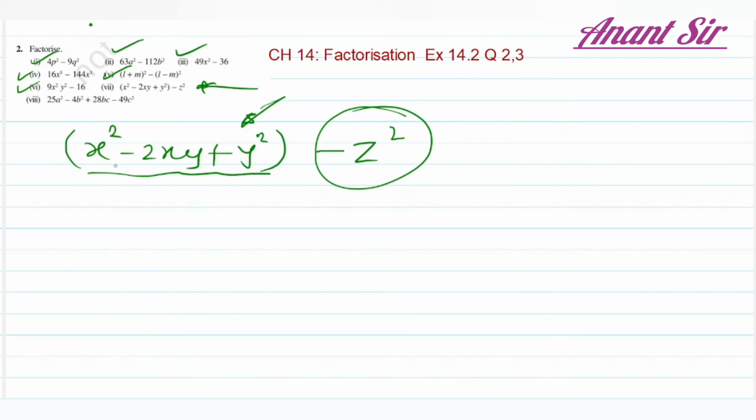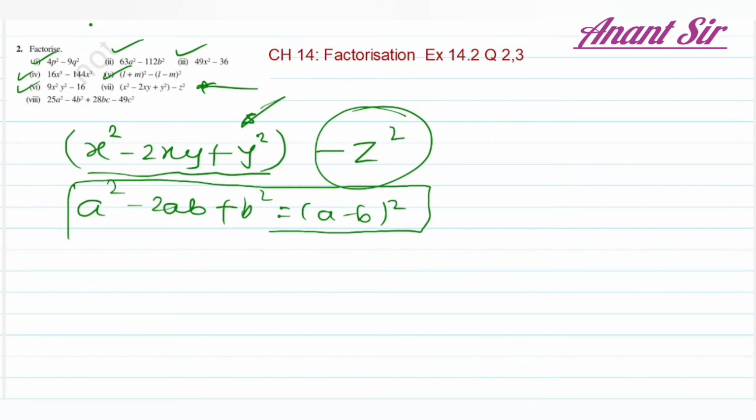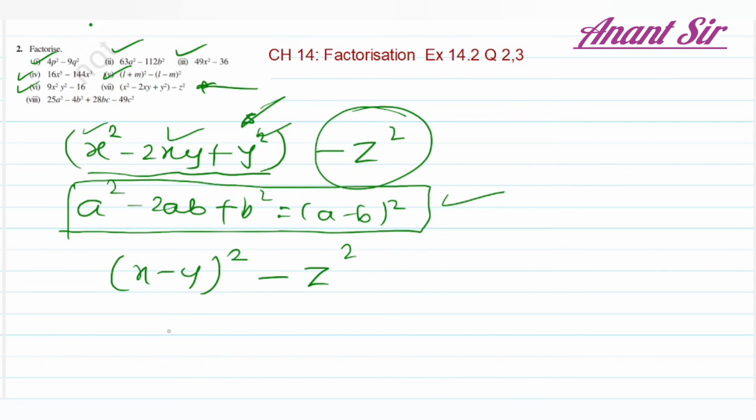So now we are going to factorize this using formula only, okay? Do you think that we can use this formula? A square minus 2ab plus b square is a minus b whole square. If a square minus 2ab plus b square is a minus b whole square, then can we write this x square minus 2xy plus y square as x minus y whole square? This minus z square will remain as it is. See, it's very simple. Just use the same logic.